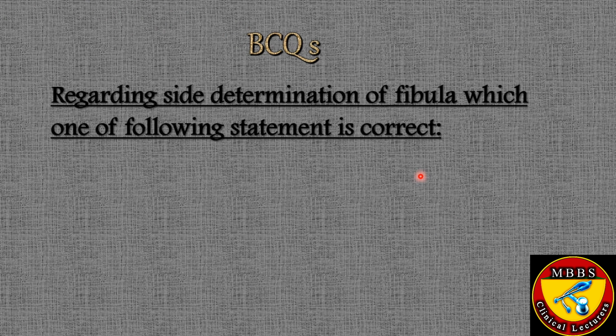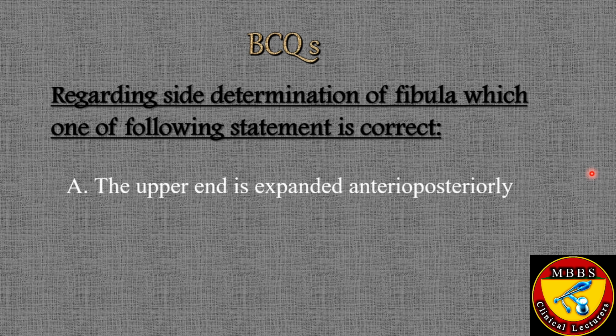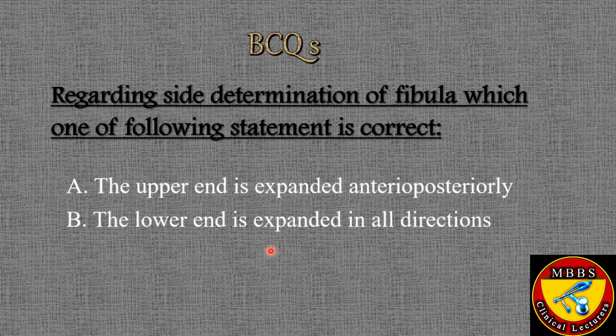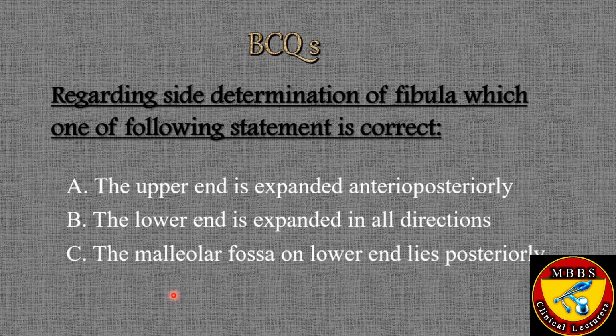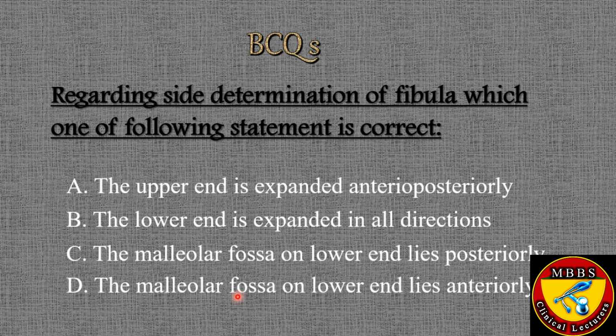MCQ again. Regarding side determination of the fibula, which one of the following statements is correct? A. The upper end is expanded anteroposteriorly. B. The lower end is expanded in all directions. C. The malleolar fossa on the lower end lies posteriorly. D. The malleolar fossa on the lower end lies anteriorly. So which is the correct one?